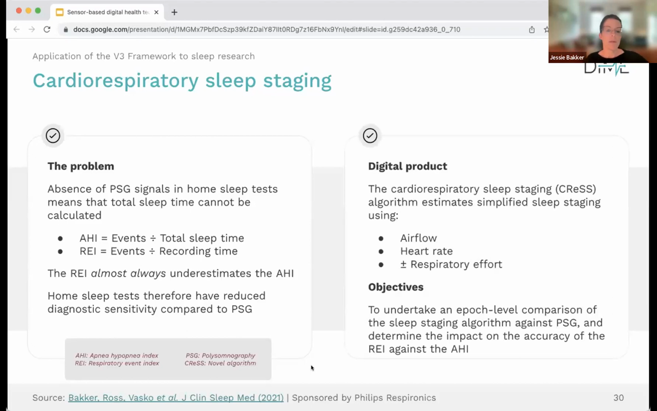So the digital product that we are assessing in this study is a cardiorespiratory sleep staging algorithm, CRESS for short, which estimates simplified sleep staging using airflow and heart rate signals at minimum, but also a single respiratory effort signal if available. And our objectives in this study, summarized in the JCSM paper 2021, was firstly to undertake an epoch-level comparison of the sleep staging algorithm compared to manual scoring from a PSG. And next, to determine the impact on the accuracy of the respiratory event index compared to the gold standard AHI.